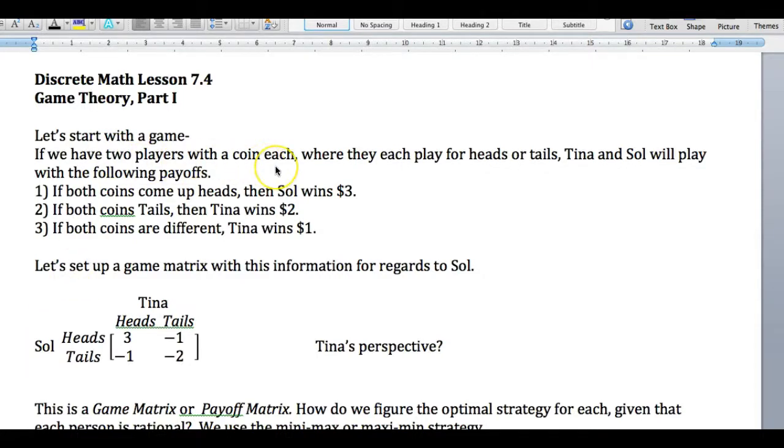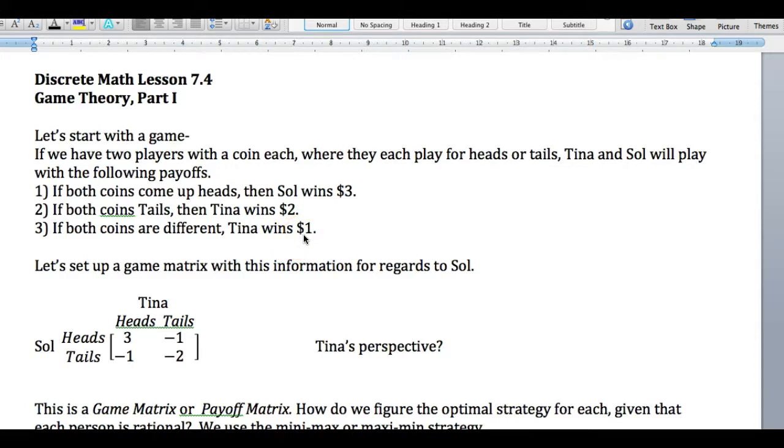Suppose we have two players with a coin each, where they each play a heads or a tails. Tina and Saul will play with the following payoffs. If both coins come up heads, then Saul wins $3. Now, we're not flipping these coins, but they choose which head or tail they want. If both coins come up tails, then Tina wins $2. If the coins are different, then Tina wins $1.